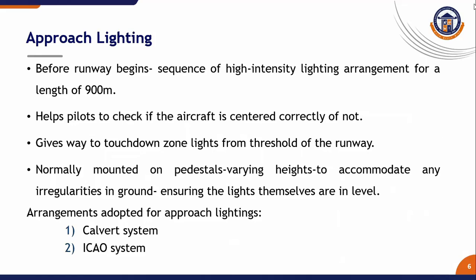Approach lighting. Before the runway begins, a sequence of high intensity lighting arrangement for a length of 900 meters helps pilots check whether the aircraft is centered correctly or not. It gives way to touchdown zone lights from the threshold of the runway, normally mounted on pedestals of varying heights to accommodate any irregularities in the ground, ensuring the lights themselves are level. Arrangements adopted for approach lighting are the Calvert system and the ICAO system.